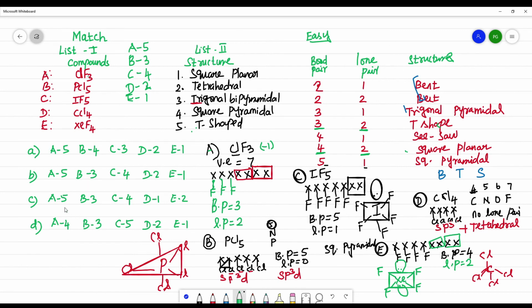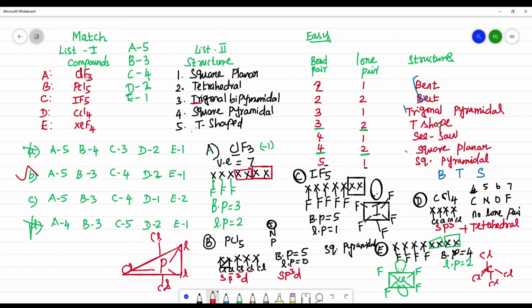Which matches, our A is 5. So with these three, A is 5, and this is not the answer. B is 3, so all these 3 match. So B is here 4 and this is not our answer. C is 4. Here also C is 4. And D is 2. Here D is 2. And E is 1. So E is 1. Our option will be B.